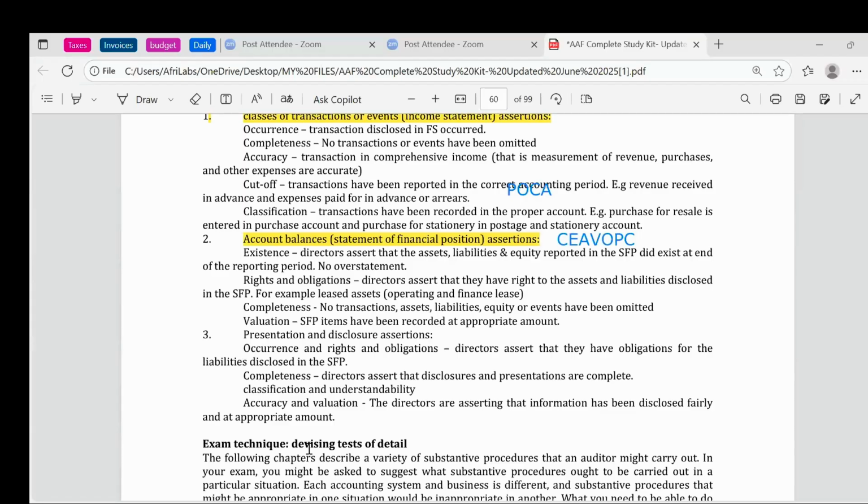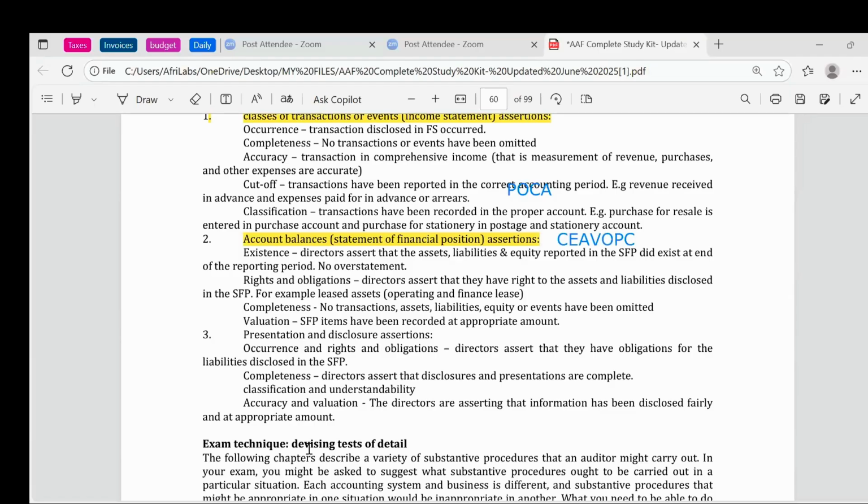E is existence. Existence is used to prove that whatever they've put in that financial statement actually exists. Now, most of your SOFP items are things that you can see and hold. Your assets you can see and hold. Your inventory you can see and hold. So one of the reasons why you do inventory count is to prove existence. One of the reasons why you do assets confirmation is to prove existence. Do you understand? Then we have A.